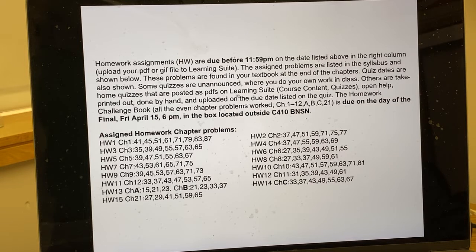I think we've already talked about that, and there they are, the exact numbers again. These are always the end-of-chapter problems there. These are the assigned ones for each chapter as they're due along here.